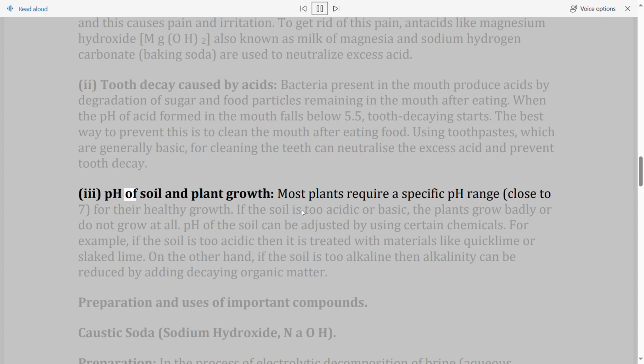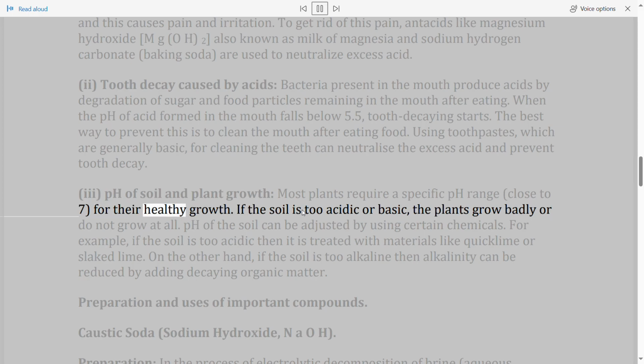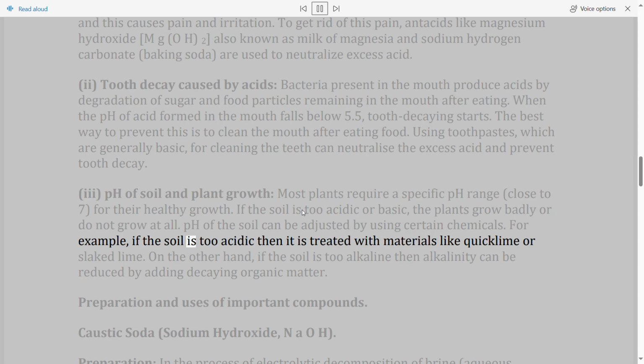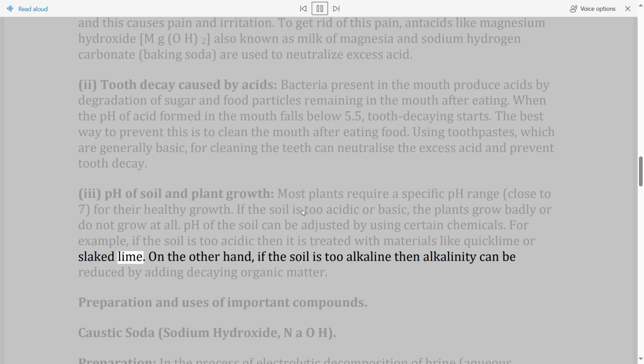3. pH of soil and plant growth. Most plants require a specific pH range, close to 7, for their healthy growth. If the soil is too acidic or basic, the plants grow badly or do not grow at all. The pH of the soil can be adjusted by using certain chemicals. For example, if the soil is too acidic, then it is treated with materials like quicklime or slaked lime. On the other hand, if the soil is too alkaline, then alkalinity can be reduced by adding decaying organic matter.